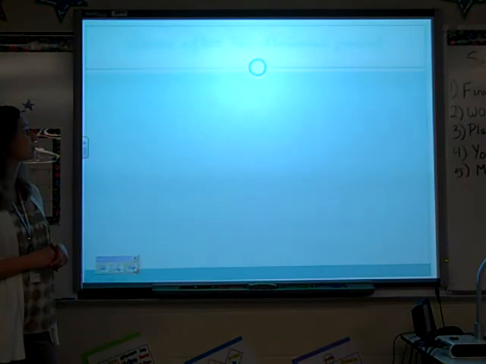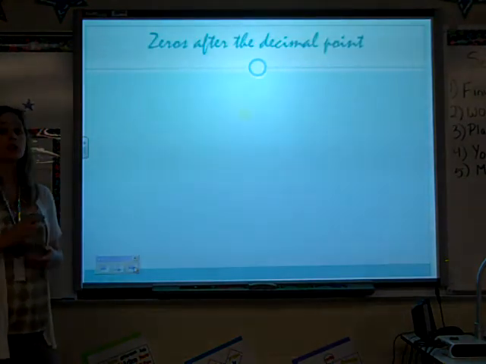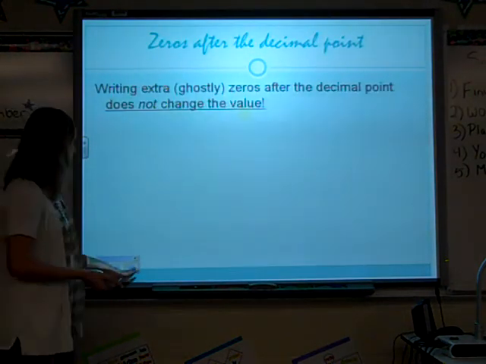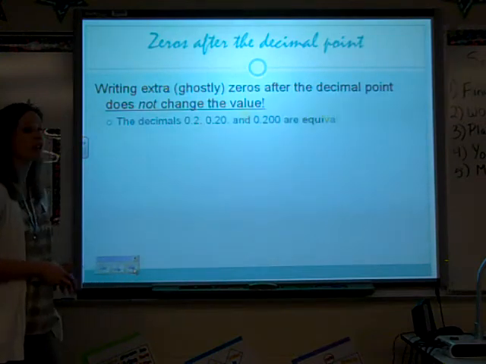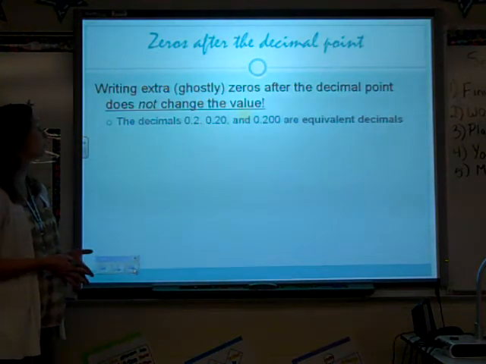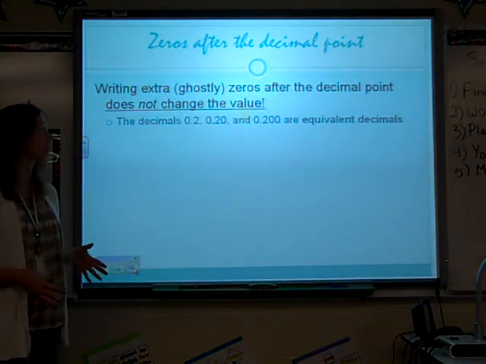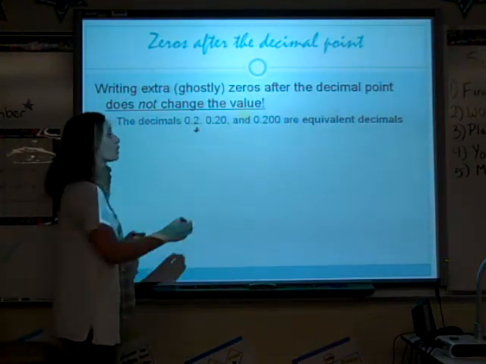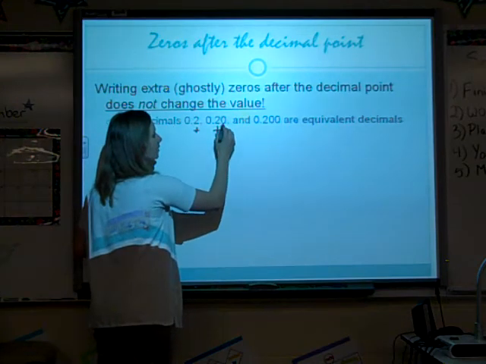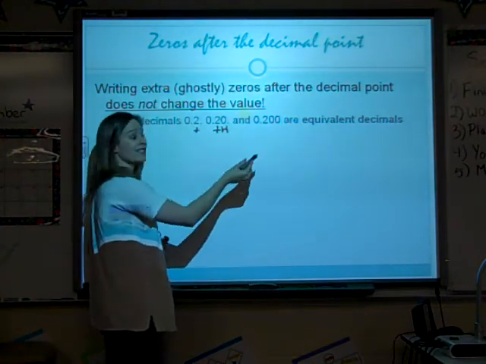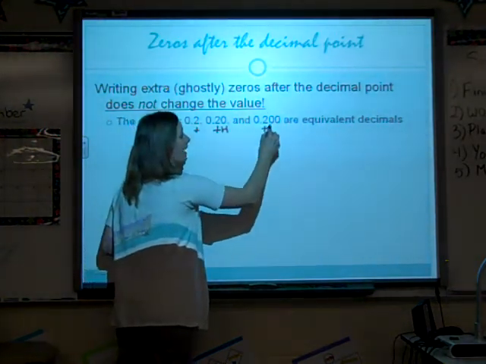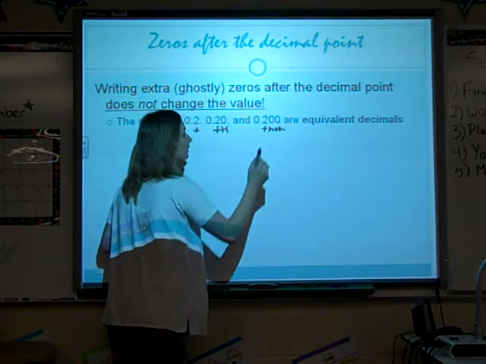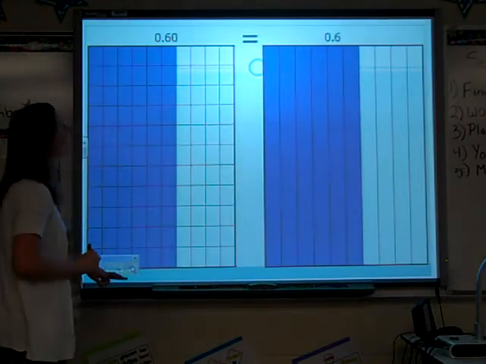Okay, those are some examples. You can also put zeros after the decimal point. Okay? Writing extra or ghostly zeros after the decimal point does not change the value of the number. So the decimals 2 tenths are the same as 20 hundredths. There's our hundredths place, which is the same as 200 thousandths. And that sounds kind of confusing, so let's look at it together.